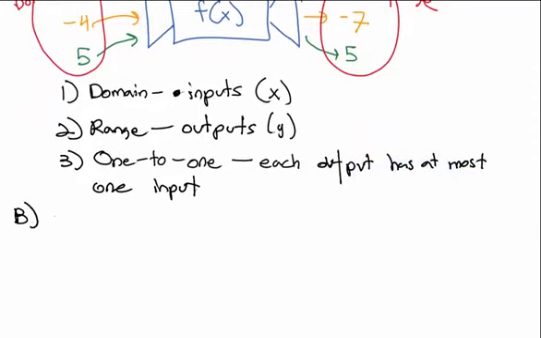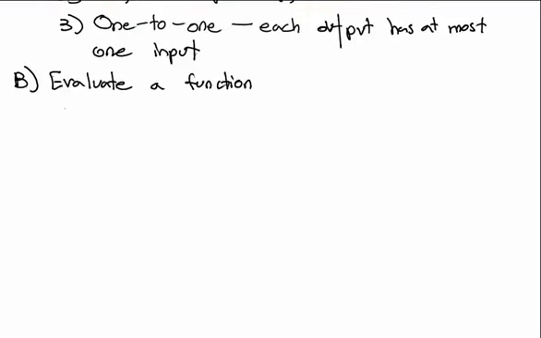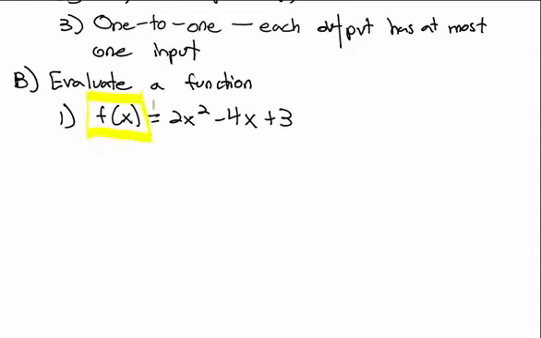A couple things we want to be able to do with the function. The first we want to be able to do is evaluate the function. We'll see some notation here that looks something like f of x equals 2x squared minus 4x plus 3. And it's important to note here that f of x on the left side is not f times x. That is a notation that names the function f and has x as inputs into the function.